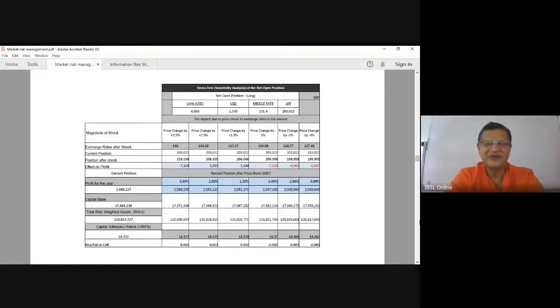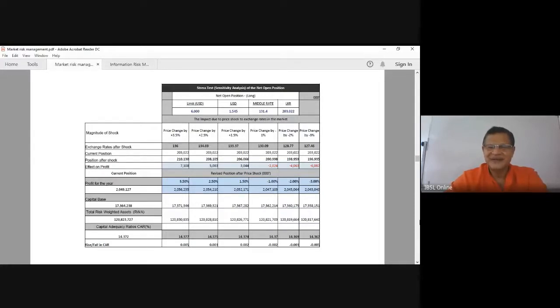And when profit goes up, your capital base also will go up. And when profit goes down, your capital base also goes down. On this capital base, you have assets. Those assets in the capital adequacy calculation will be taken as risk-weighted assets.